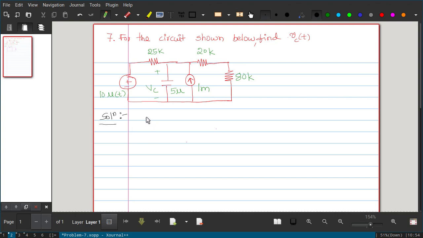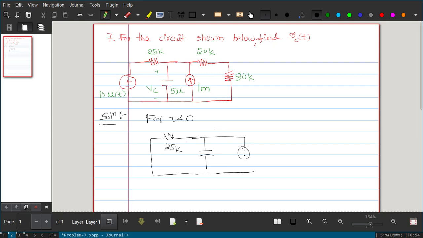First we will write the circuit for t less than 0. For that, the voltage source will be a short circuit, and you have 25k and one capacitor and a 1 milliampere current source. I will write the 20k and 80k together, since they are in series, as 100k. So this is the circuit for t less than 0.